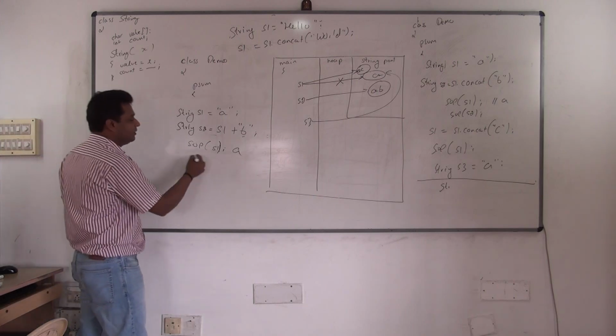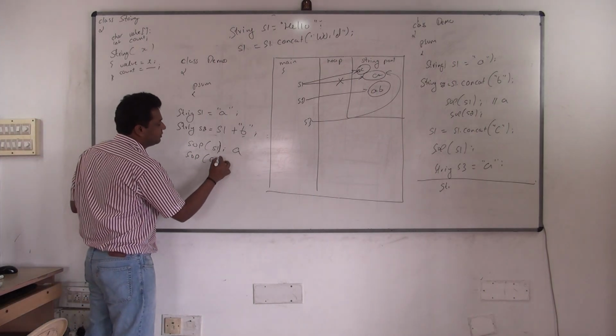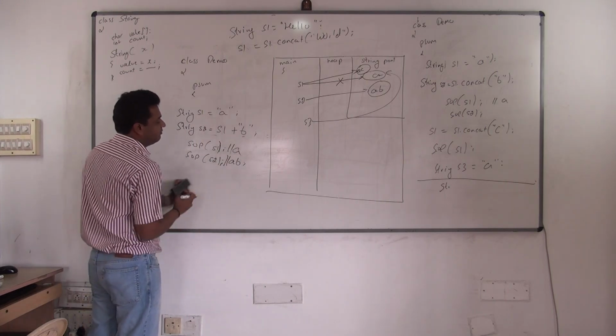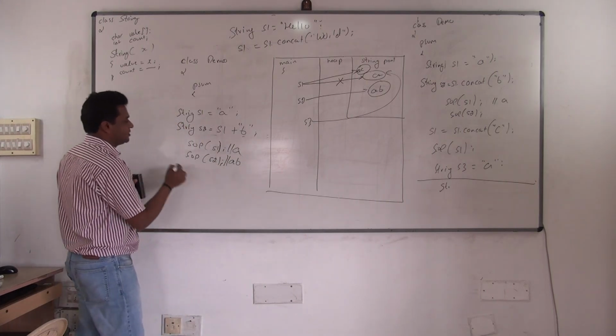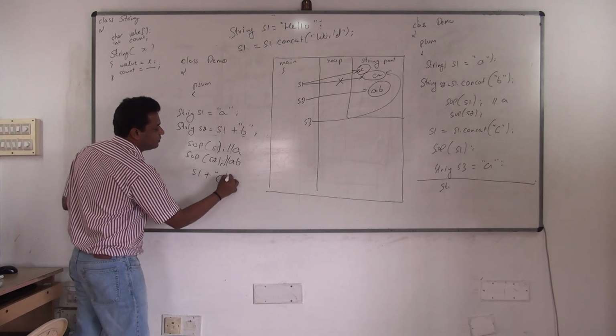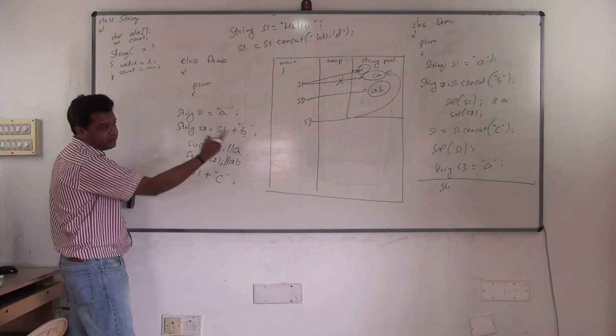Understood? Else, SOP S2 will print what? AB. This will print this. This will print A. We'll see it with output only. Clear? Next. One more C here now. S1 plus C, I'll tell. Very interesting. Same way what I did there.